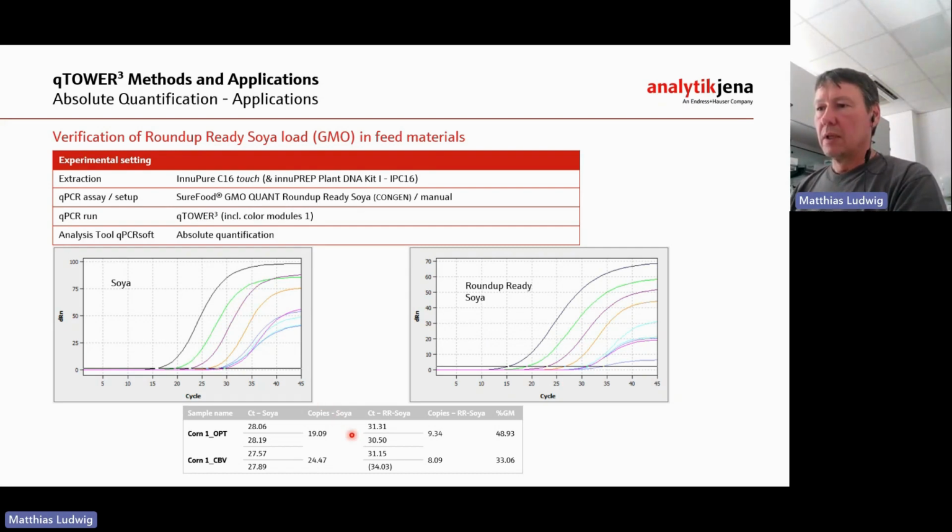You can see here that, based on the CT values, the software calculates the copies of soya for the different extractions, for example, and also how many percent genetically modified material is inside the soya. You can see here we have around 50% Roundup Ready inside this corn, and here a little bit lower level. Okay, this is for absolute quantification.